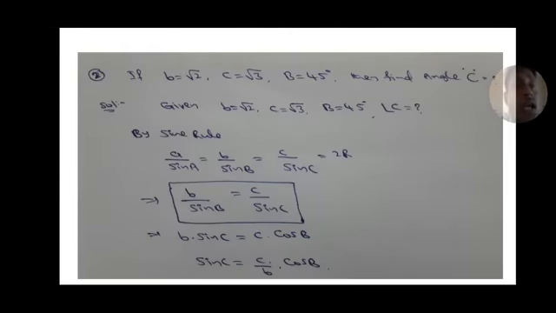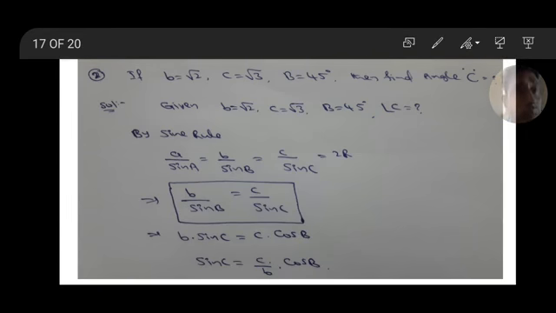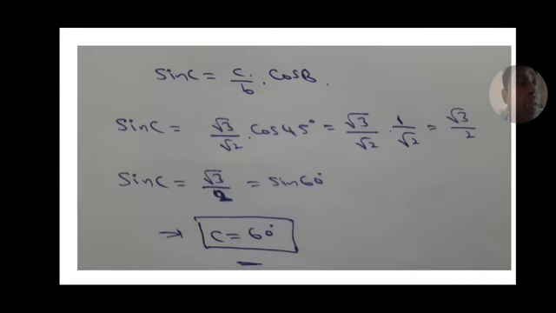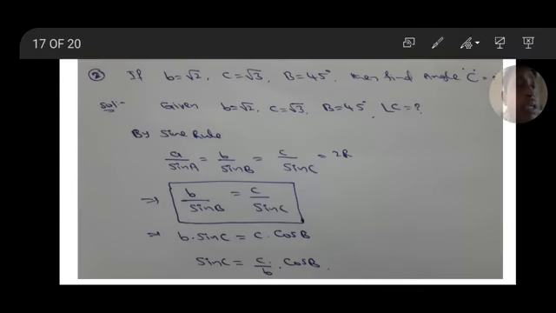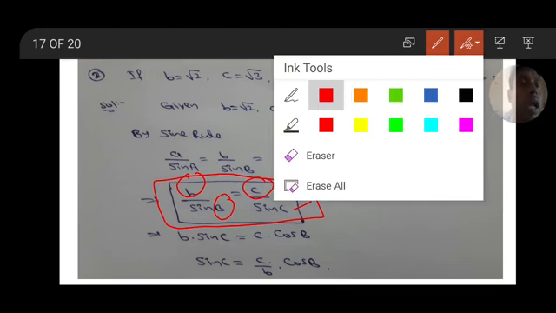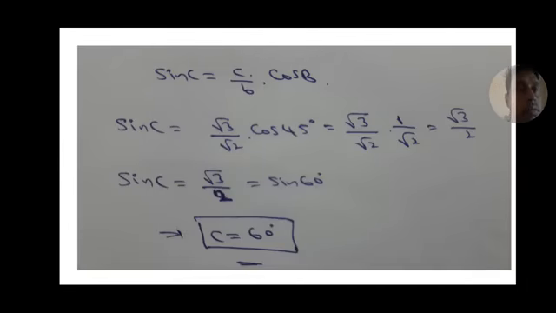Here small b is given, small c is given, capital B is given, and we have to find capital C. So from the sine rule I am taking the relation b by sin B equals c by sin C, and substituting the three values, small b, small c and capital B, I get capital C. Next.